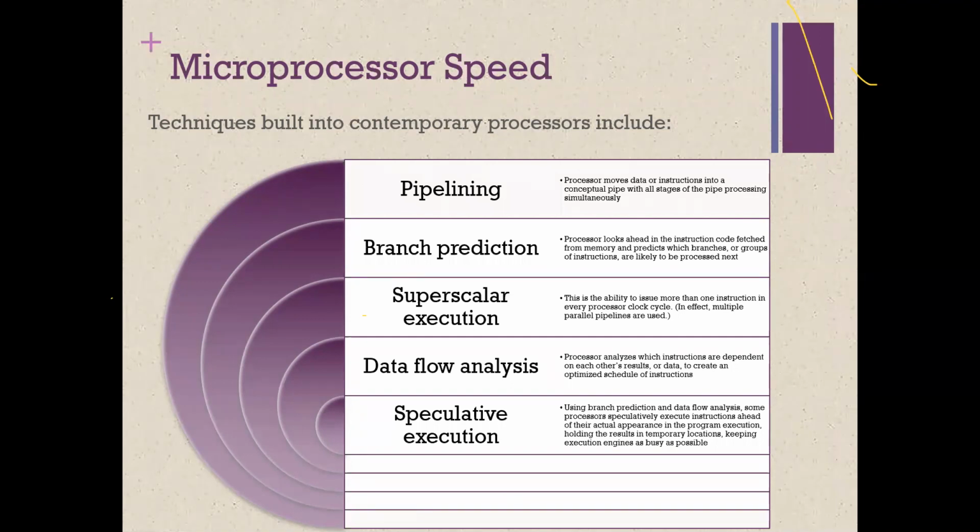Then we have branch prediction. Basically, in branch prediction, the processor looks ahead in the instruction code that is fetched from memory, and then it predicts which branches or groups of instructions are most likely to be processed next. So if the processor guesses right most of the time, it can prefetch the correct instructions and buffer them so that the processor is kept busy.